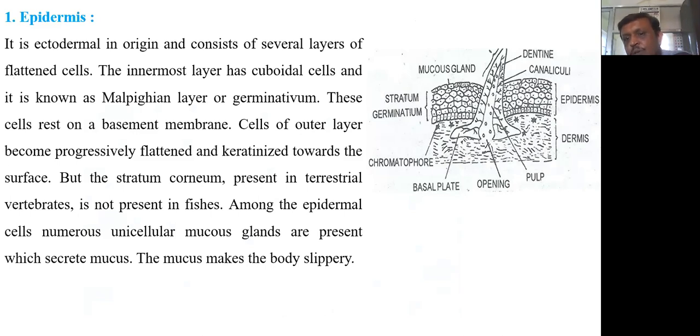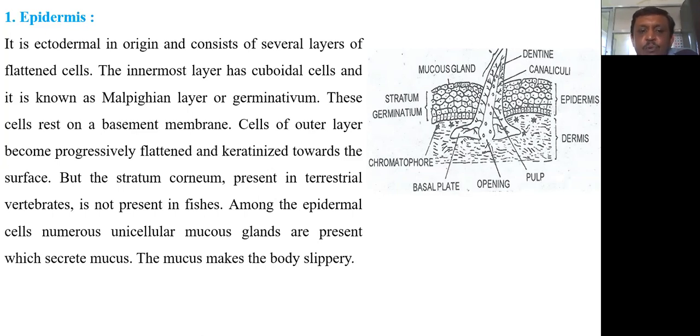In the diagram, we have also shown the stratum germinativum, which is multi-layered. So the epidermis is made up of several layers, which are made up of flat cells. The innermost layer has cuboidal cells. The innermost layer in the diagram is also shown in the form of cuboidal cells. So it is called the Malpighian layer or germinativum. These cells rest on the basement membrane. The cells of the outer layer become progressively flat and keratinized toward the surface.